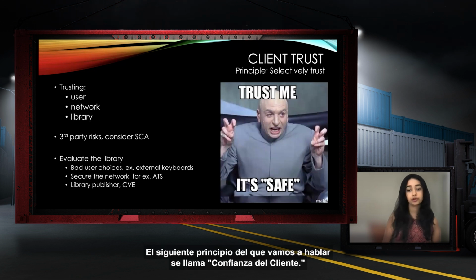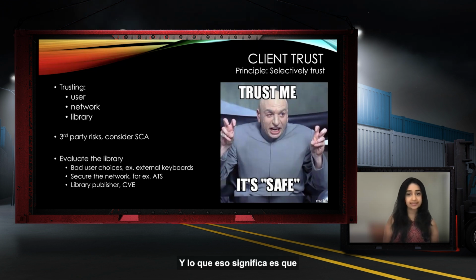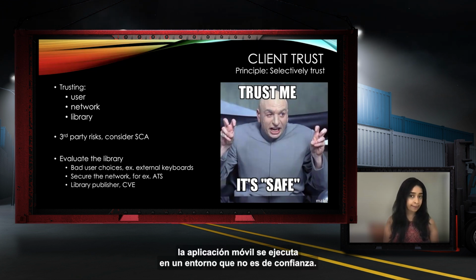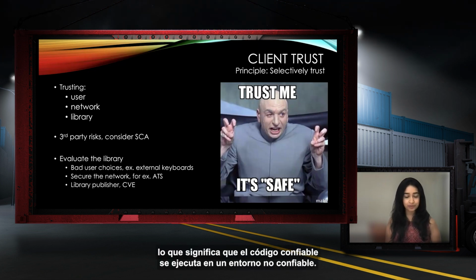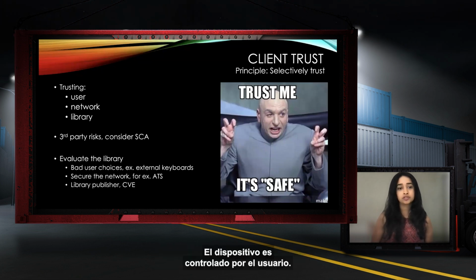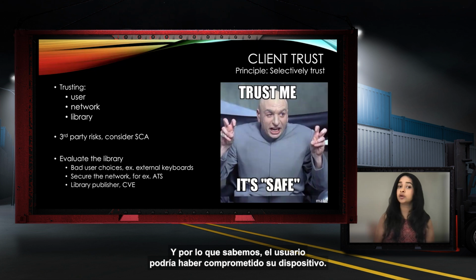The next principle we're going to talk about is called client trust. And what that means is that the mobile app is running on an untrusted environment. Another way to put it is trusted on busted, which means trusted code is running on a busted environment. So the device is controlled by the user, and for all we know, the user could have compromised their device.